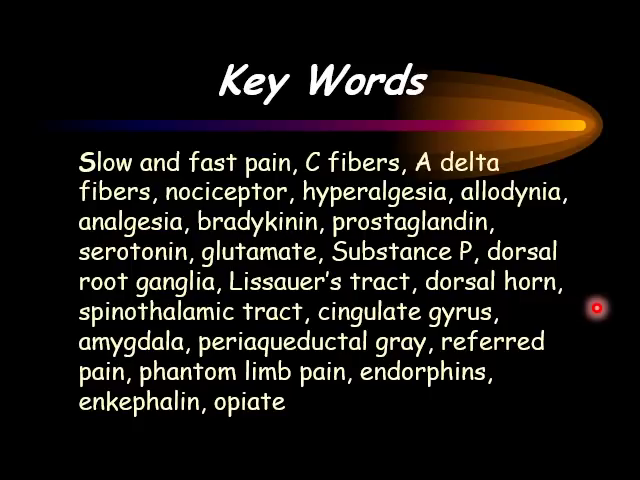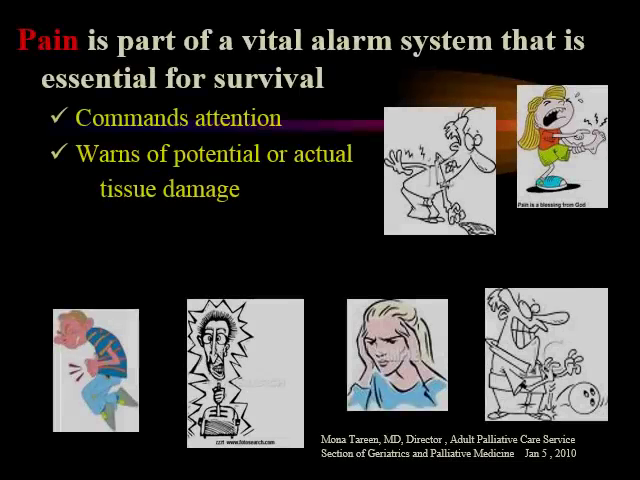and the specific receptors involved, the abnormal features of pain involving hyperalgesia, allodynia, and analgesia, the neurotransmitters and activating substances involved in inducing pain, the anatomical structures involved in carrying pain into the central nervous system, into the brain, as well as the unusual features of pain such as referred pain, phantom limb pain, and the natural pain control systems that we have in our nervous system.